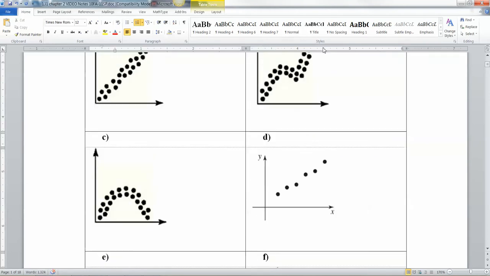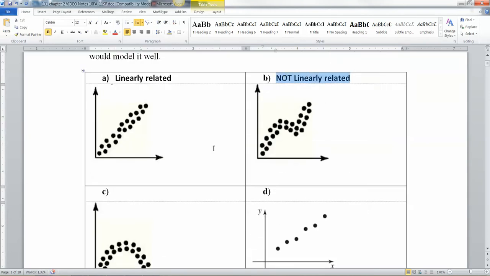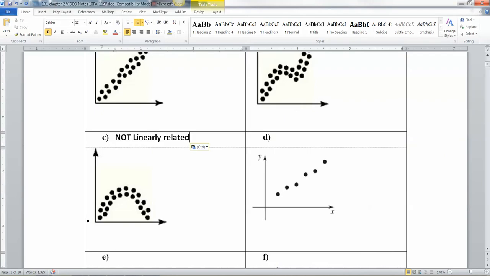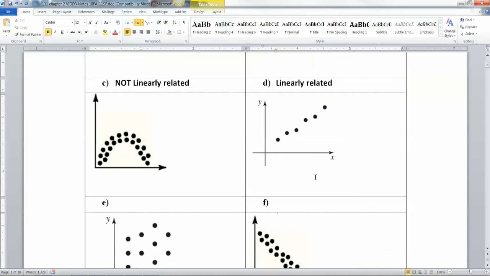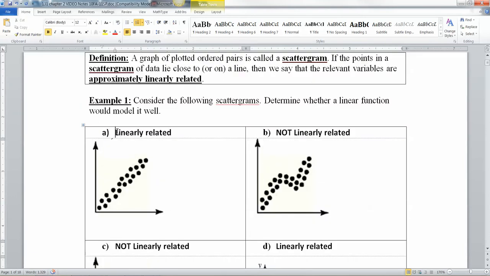All right, C is also not linearly related. C is actually a very special one. We're going to learn about this one a lot more in chapter 6, but it's called a quadratic. It makes a parabola shape. Right? Now D, however, is linearly related. Now they don't form a line. Take a close look. They're not exactly a line, but they're close, right? So that's close to linearly related. So I guess I should say approximately linearly related because it's not exact, right?